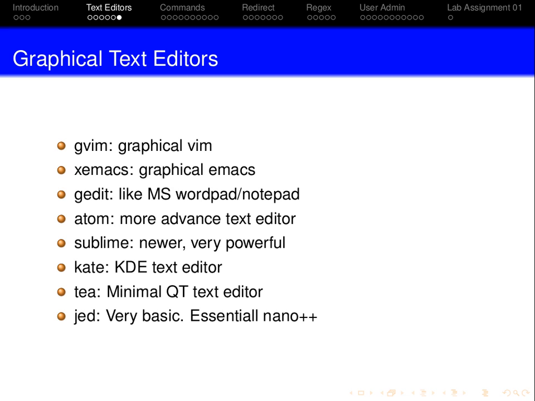You can use GUI versions, so GVim, Graphical Vim, Xemacs, Graphical Emacs, gedit, like WordPad, but now it's in Linux. Atom, you've probably used Atom. Sublime. Those are two other editors you can look into. Kate's another one, Jed. I could keep going on and on and on. You can just look up text editors, Linux, and it's just gonna explode in your face. I just went through the 3 major ones. Some of y'all have probably used Atom, so that's fine as well.